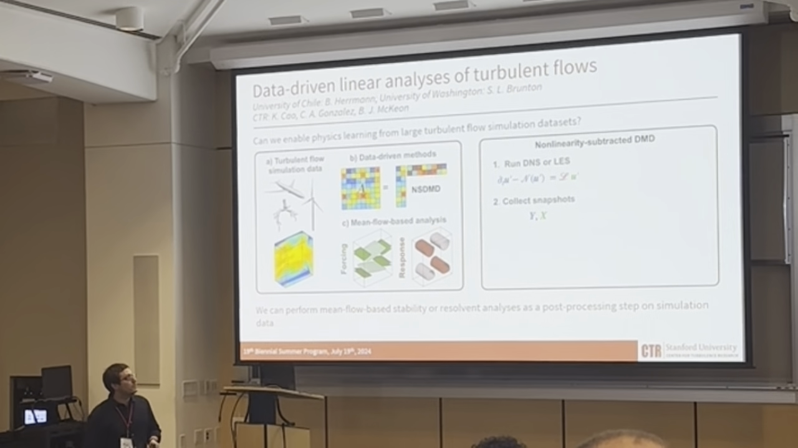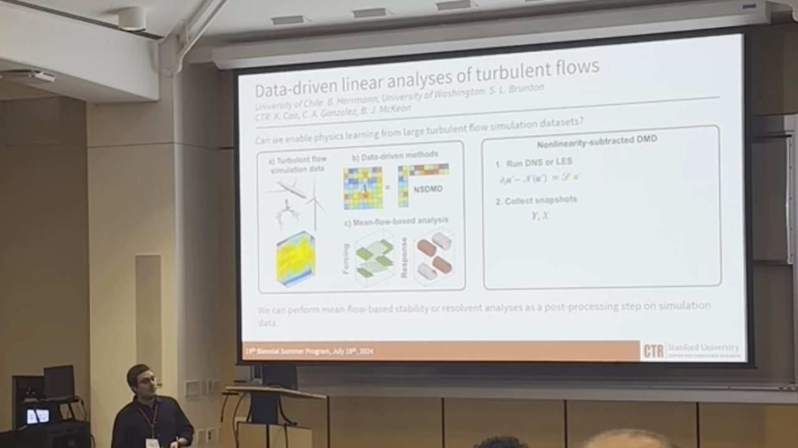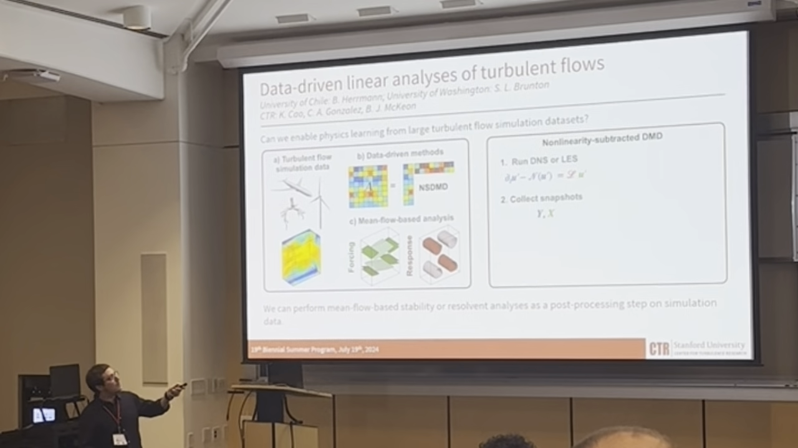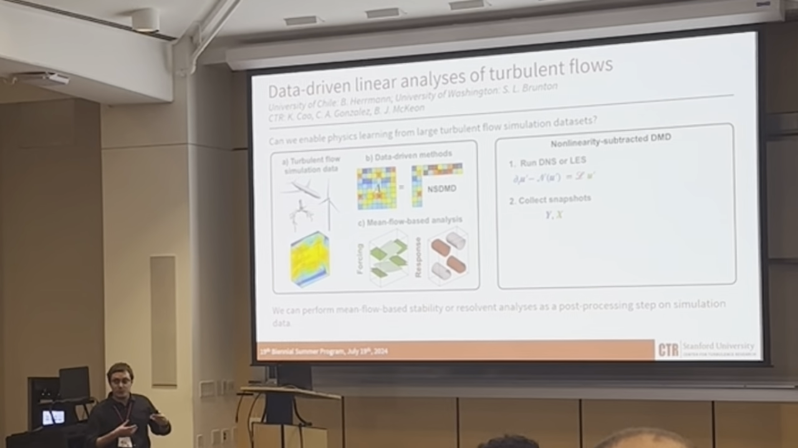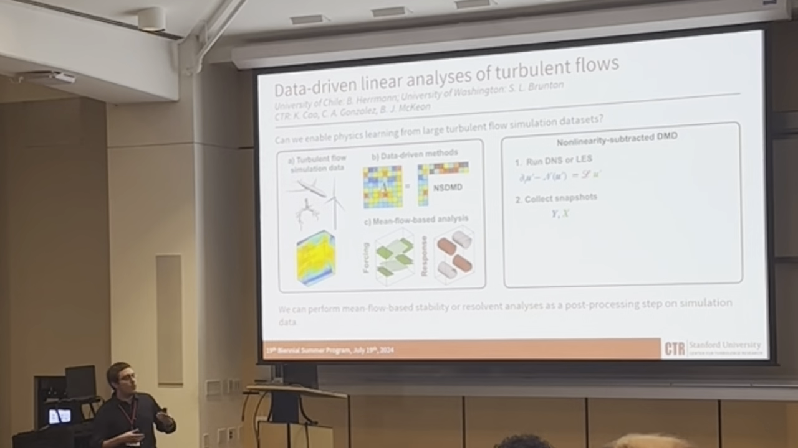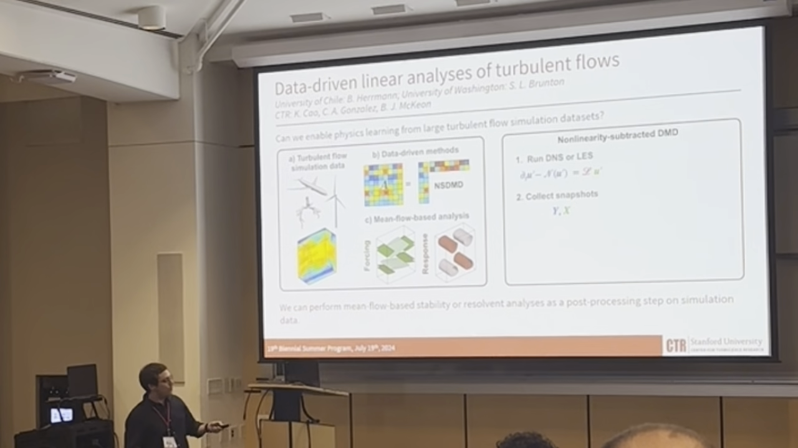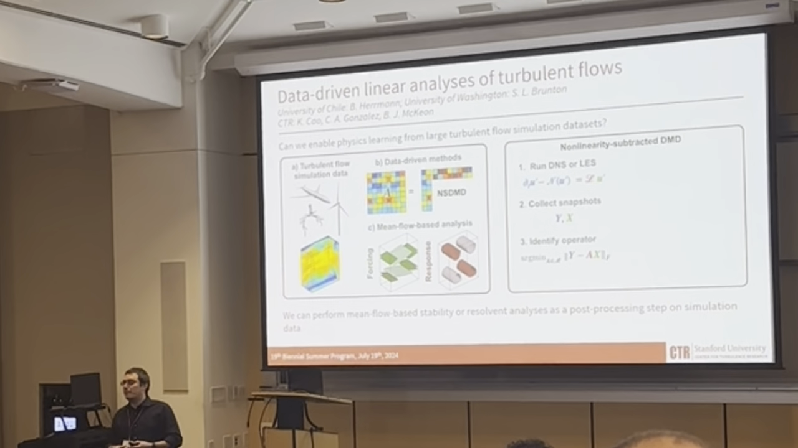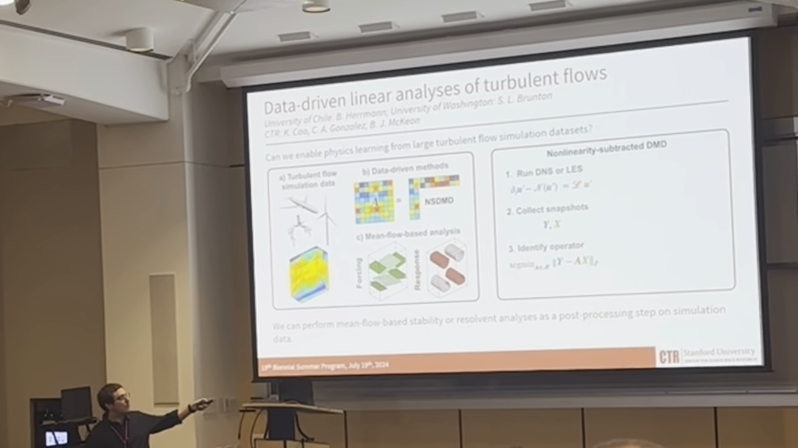We then collect snapshots of our velocity field in this data matrix X, and because we're doing simulations, we can also ask our solver to output quantities that allow us to compute this nonlinear field. So this is just a field, and we get a time sequence of the field. We collect those in a second data matrix Y. And we then do a DMD-like regression to find a best-fit, low-rank linear operator that maps X to Y.